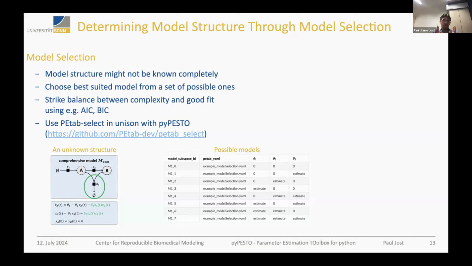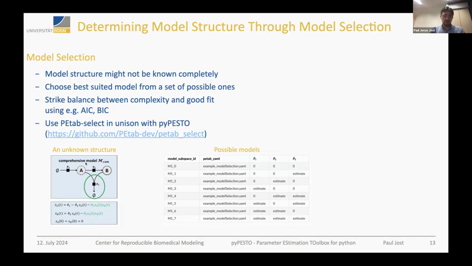Okay. The way pyPESTO supports model selection is through PEtab Select. PEtab Select is one of the extensions of PEtab to, as it says in the name, describe model selection, also in a standardized format and with some tabular files.